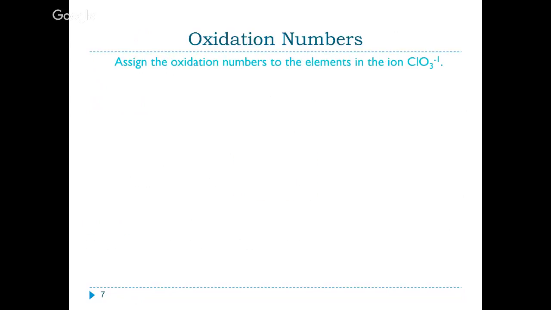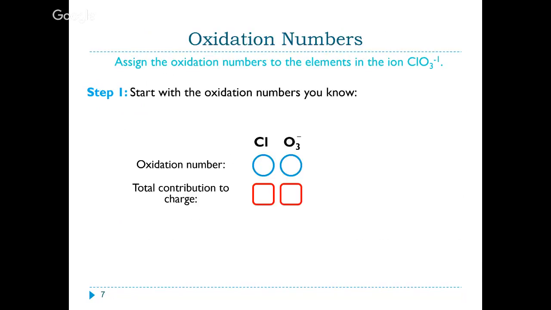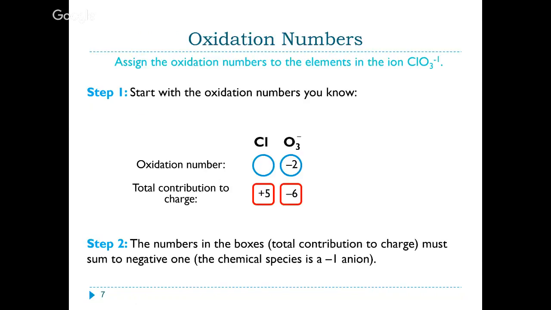So how about in the chlorate ion? Well, we know that oxygen is a -2, and we have to set this equation equal to -1 because that is the overall charge on it. 3 times -2 is -6, which means that chlorine has to be a +5 because 5 minus 6 is -1. So whenever you're assigning oxidation numbers, you look to what you know to solve for what you don't know, and then it becomes an algebraic equation.